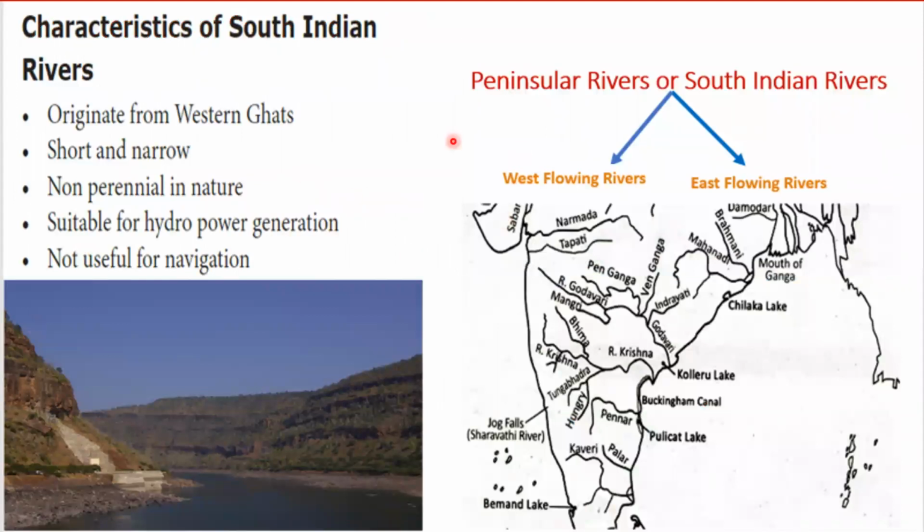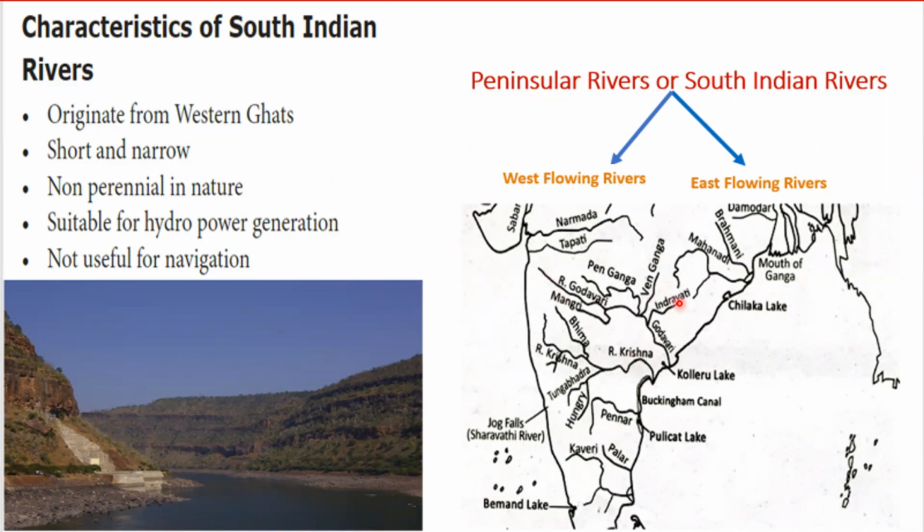Now let us see some of the important South Indian rivers. The South Indian rivers are categorized into west flowing rivers and east flowing rivers. The important characteristics of these rivers are that most of them originate in the Western Ghats, and they are shorter and narrower than the Himalayan rivers. They are non-perennial in nature because they do not originate from any glacier, and they are very seasonal because they are dependent on the rain. These rivers are suitable for hydropower generation because most of them flow through the plateau region of India, and this is not useful for navigation.